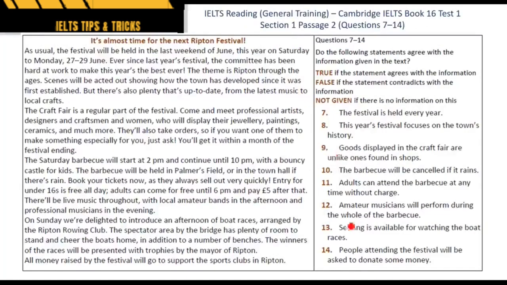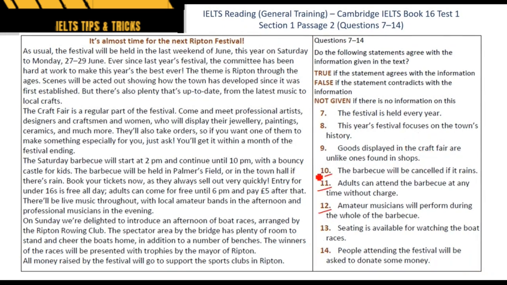We have two not given here. One is the 9th one and the other is the 14th one. The 14th was not mentioned at all. In case of the 9th one, the first half is mentioned, the second half is not mentioned. We have three false answers here. If we talk about the 10th one, in the passage it says barbecue will be moved to another venue if it rains. There is no mention of the word cancellation, but it is obvious that it will not be cancelled.